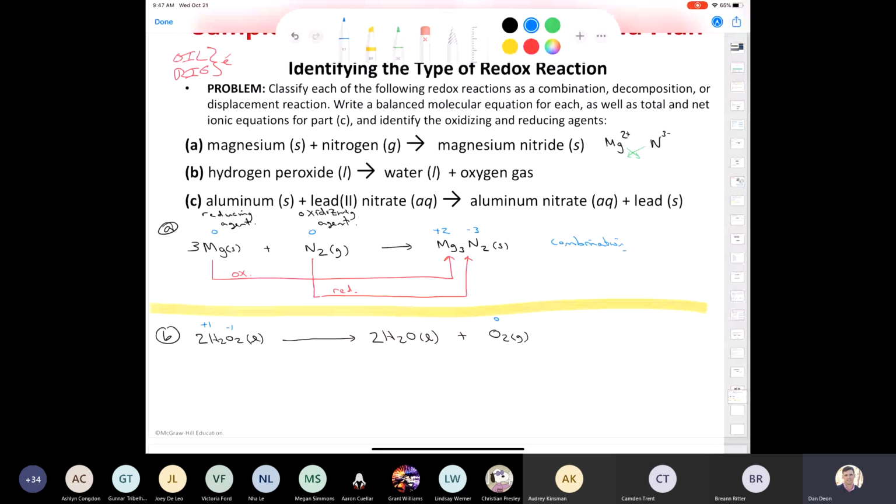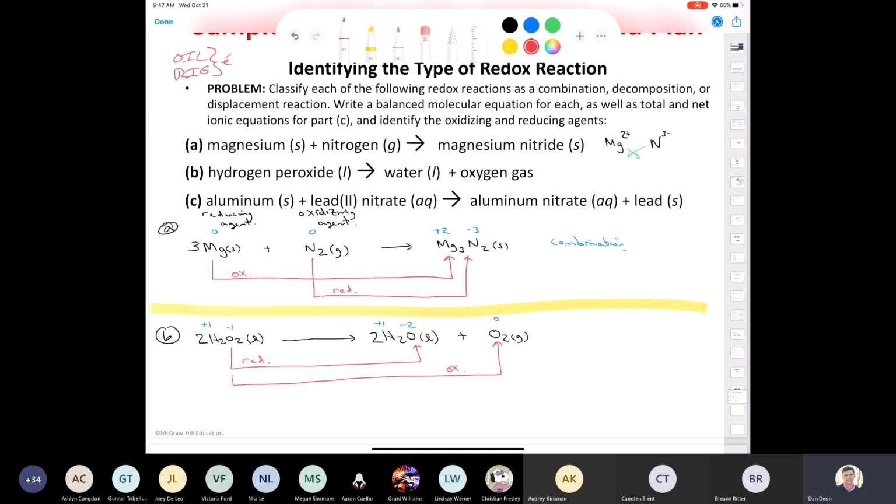Now, if we look at the oxidation numbers of the hydrogen and the oxygen in water, the hydrogen is +1 because it's combined with oxygen, which is not a metal, and the oxygen in this case is -2. And now we can identify what's undergoing oxidation and what is being reduced. We can see that the oxygen is undergoing reduction here as it goes from -1 to -2. Well, what else do we know about that oxygen? It's also undergoing oxidation.